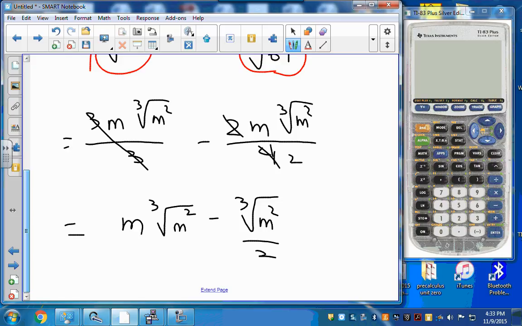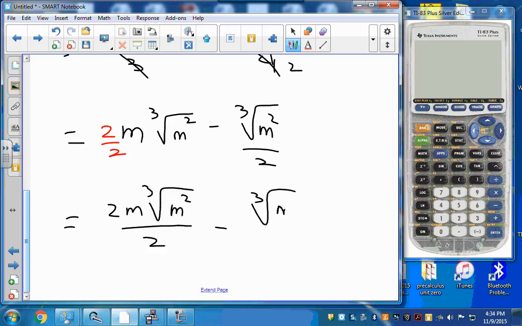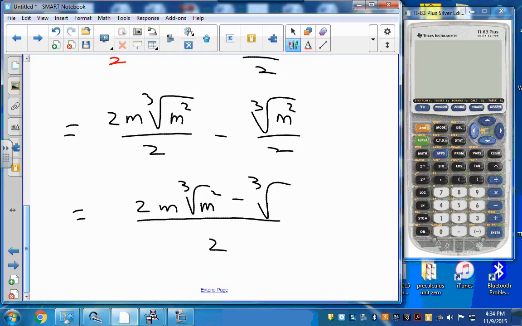In order to subtract or add fractions, I've got to have a common denominator. So I'll do a 2 over 2. That gives me 2m cube roots of m squared over 2, take away the cube root of m squared over 2. So I got 2m of them, take away, let me just put these all over 2 for starters: 2m cube roots of m squared minus the cube root of m squared.